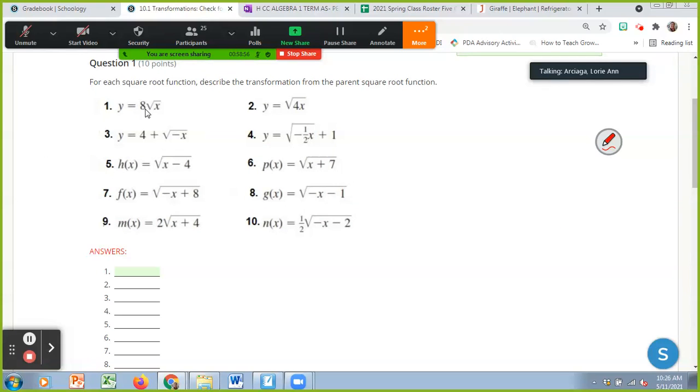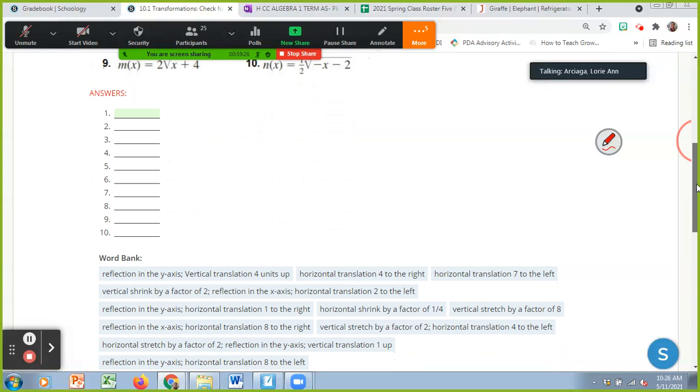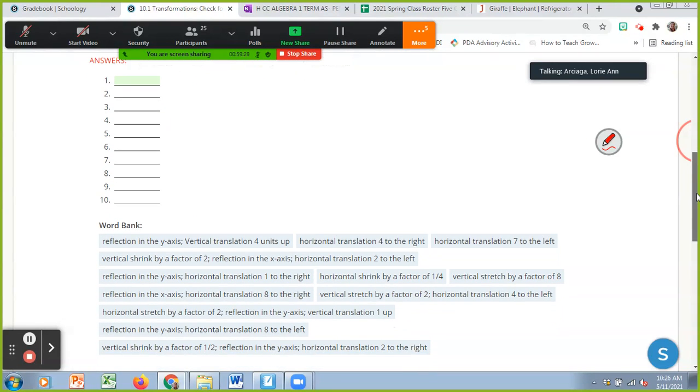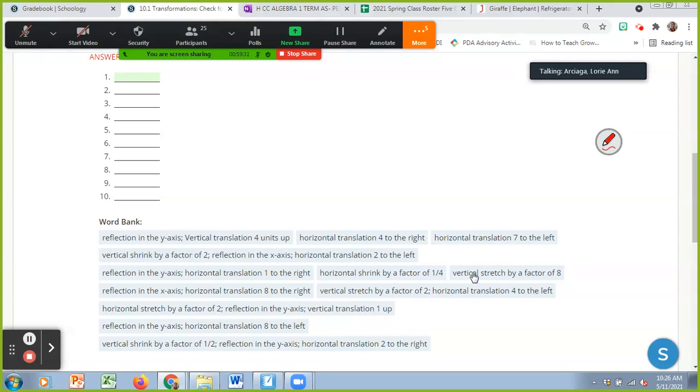Okay, number one. So what buzzwords are we going to look for in this one? Horizontal or vertical for number one? It's vertical because it's outside. Okay, so if it's vertical and it's an 8, a whole number, so stretch or shrink? Stretch. Very good. Okay, then let's look for that. Vertical stretch. Oh, okay, there, I see it. You see that? Vertical stretch by a factor of 8. Stretch. All right.